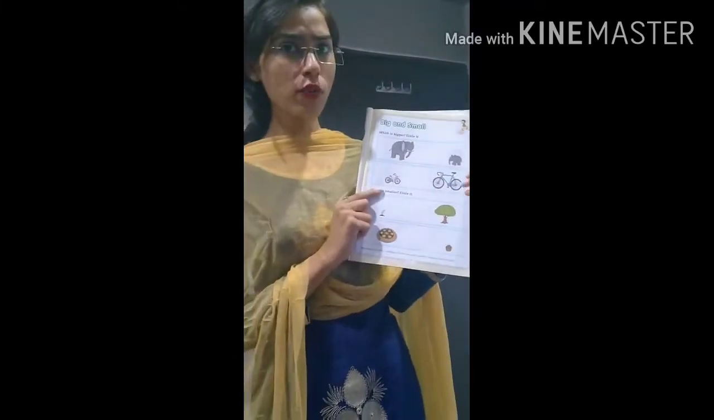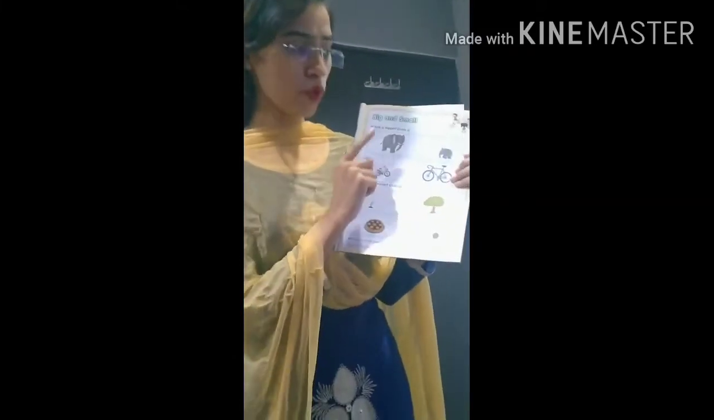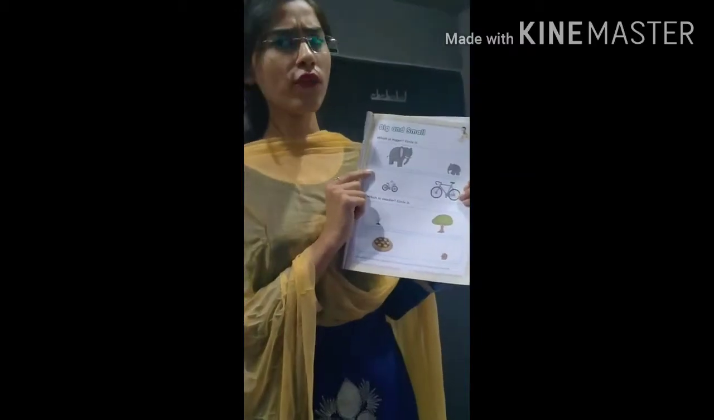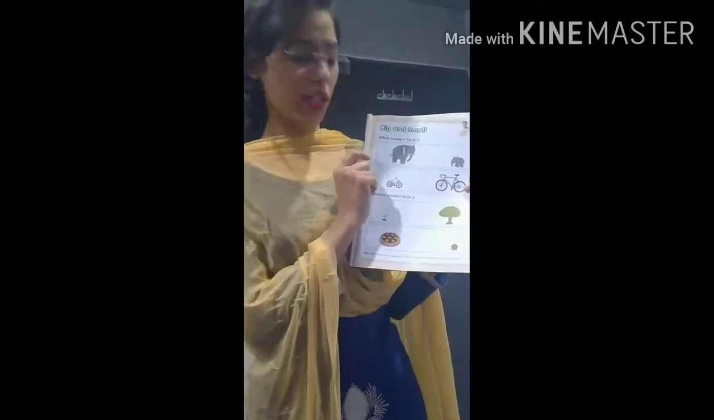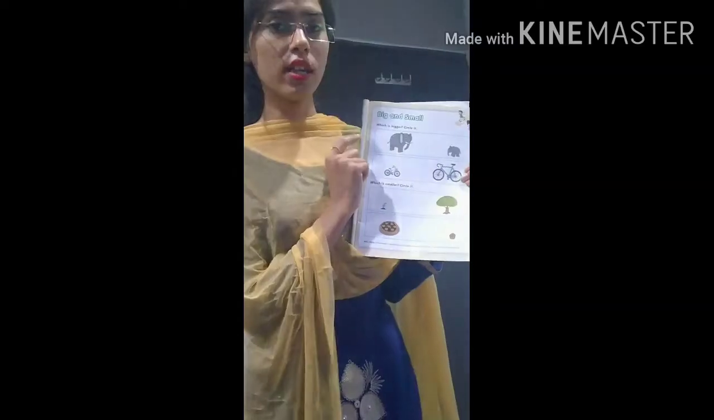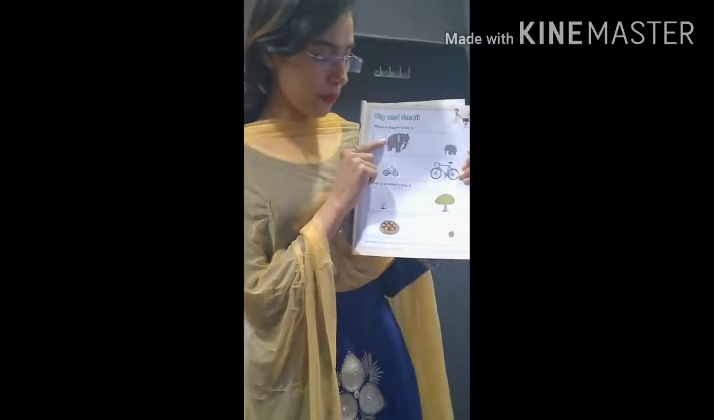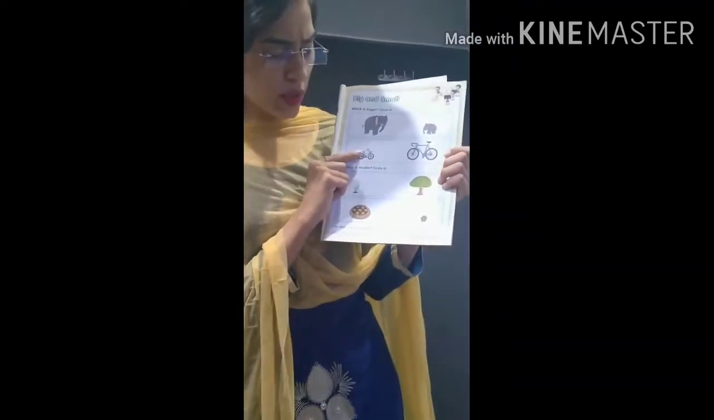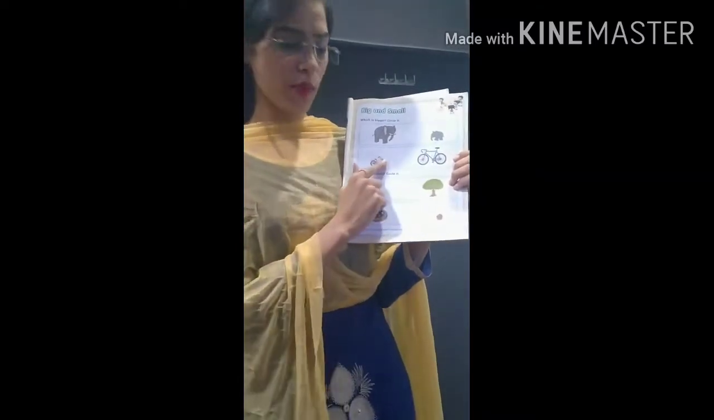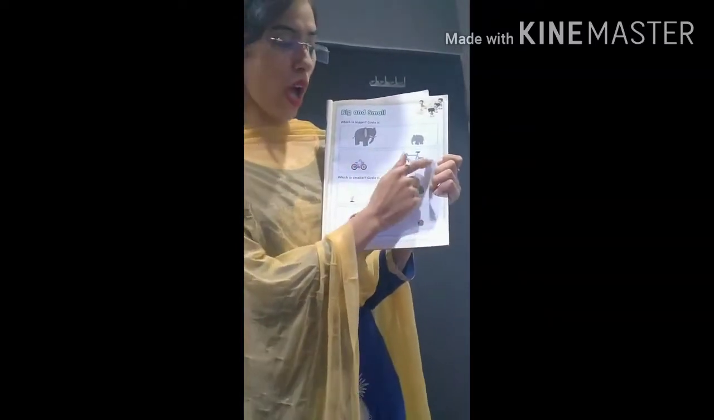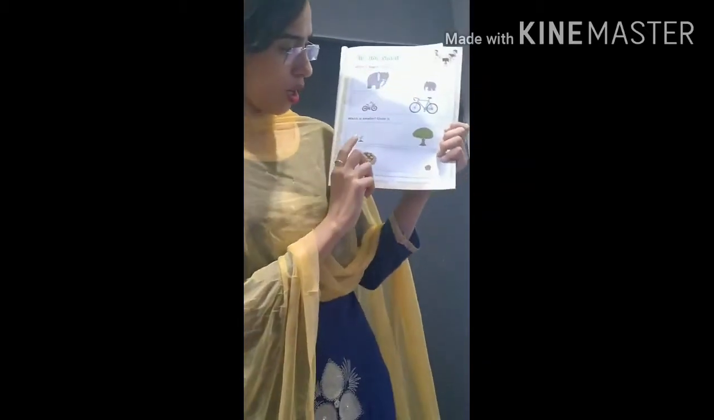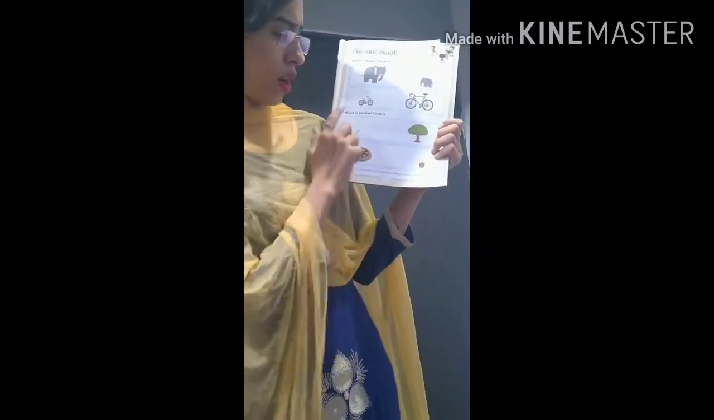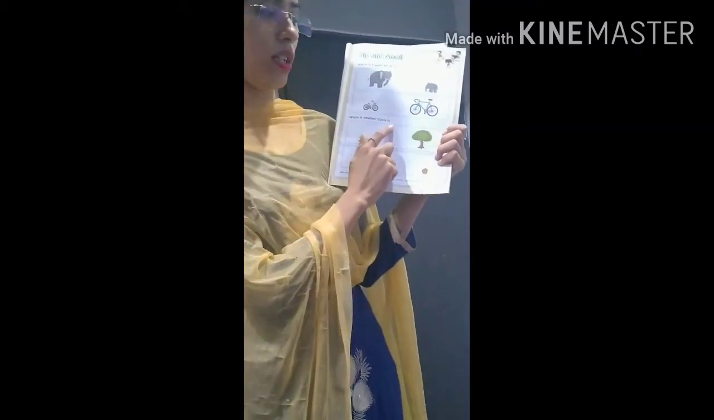What you have to do now? You have to circle. Circle on which one? Which is bigger? Circle it. Jo bigger hai na, bigger wale elephant hai, you have to circle it. This one is bigger na? Yes, now look at this picture. Which bicycle is big? This one is big. You have to circle it. Yes. Now come down. What we have to do now? Which is smaller? Circle it.